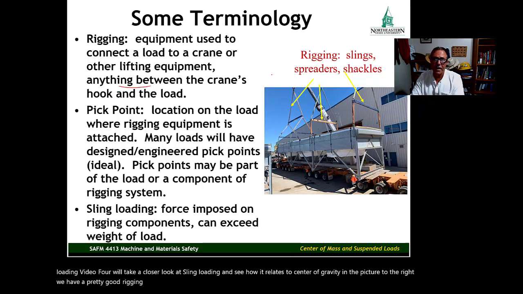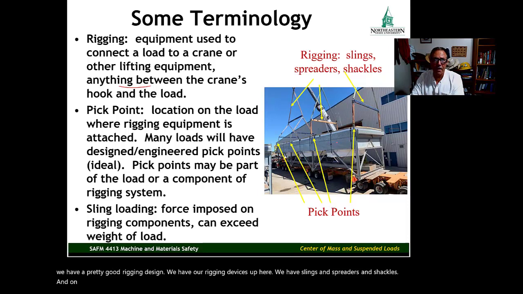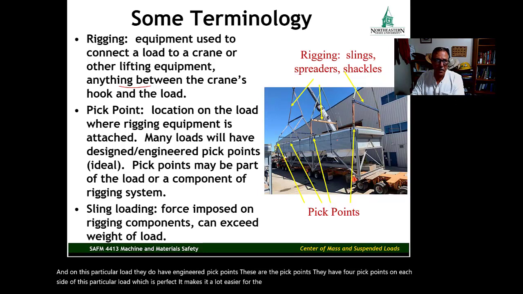We have our rigging devices up here. We have slings and spreaders and shackles. And on this particular load, they do have engineered pick points. These are the pick points. They have 4 pick points on each side of this particular load, which is perfect. It makes it a lot easier for the rigger, the crane operator, and the project manager when they need to lift a load that has these engineered pick points.